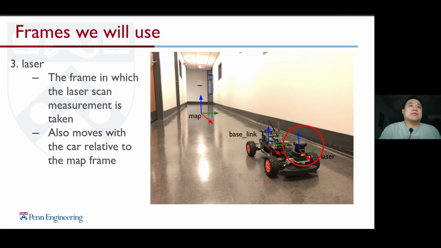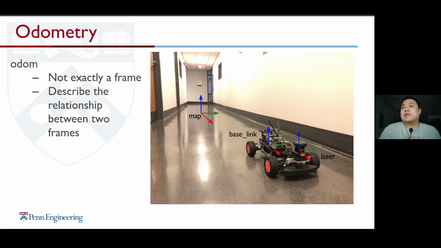And lastly, we have the laser frame, which is the frame the laser scan measurement is taken in, and it also moves with the car relative to the map frame. As we've talked about before, the car itself is a rigid body, so we can assume that the transformation between laser and base link is static. And we also have something called the odom. It's not exactly a frame. It is more of a history describing the relationship between the two frames, base link and map. As you can see in the simulation, it'll be more like a moving relative odometry frame.